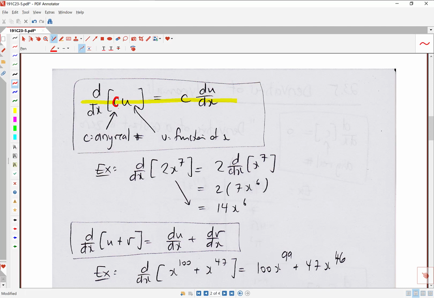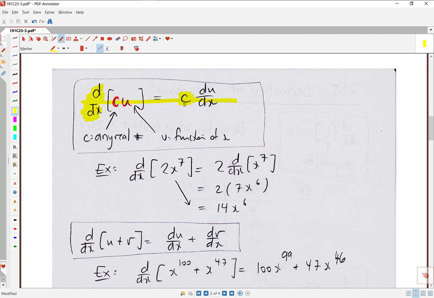So we've got some constant times u. Now this u here is going to represent a function of x. So think of that as being something like, typically it could be something like a power of x. So the setup here is we've got a number times a power of x, for example. And this d by dx that we're seeing out in front, that's just the expression for the derivative. So we're saying to take the derivative of something like c times u, what are we doing?